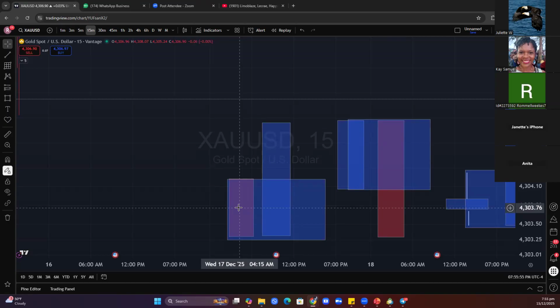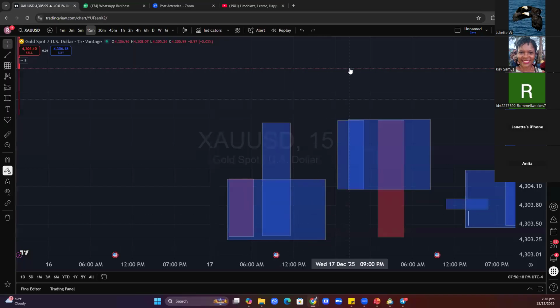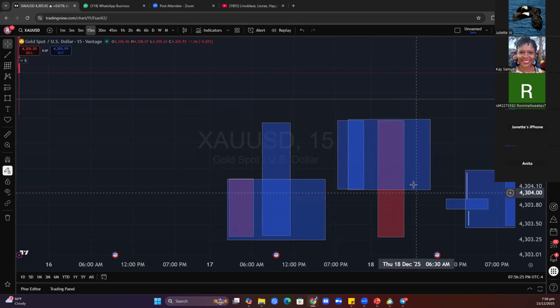All supply and demand is really and truly: supply is where the sellers are, demand is where the buyers are. Once again, when price comes into those areas, expect reactions in the market, expect the market to push back up in the direction. So if it's a demand or a bullish engulfing, expect the market to react bullish. If it's a bearish engulfing or a supply zone, expect the market to react bearish.